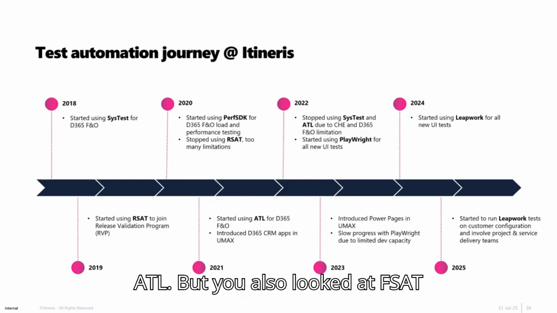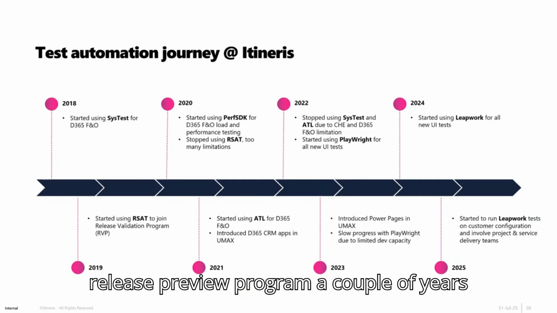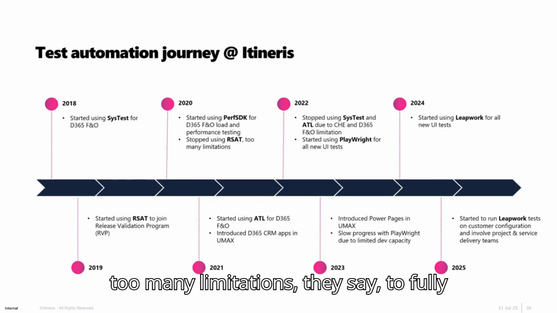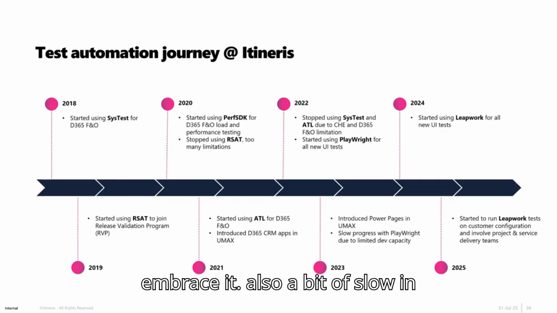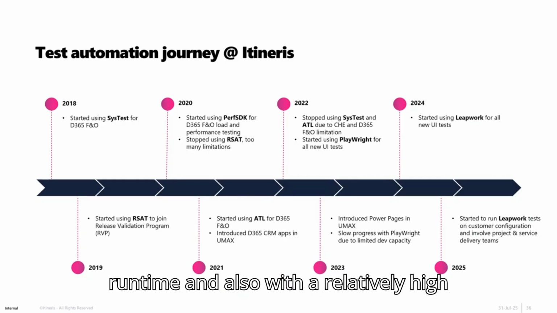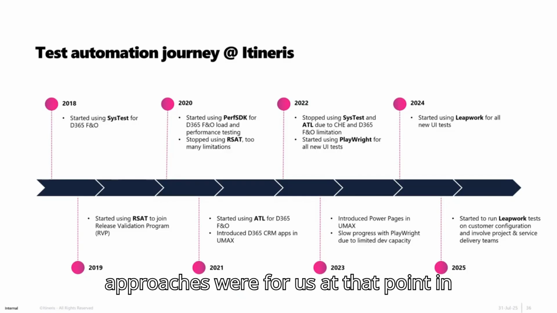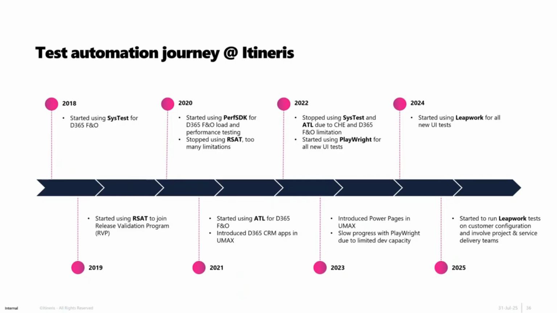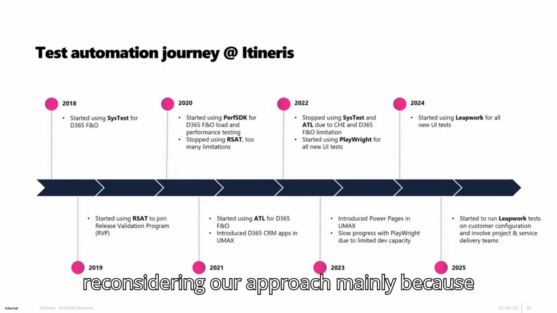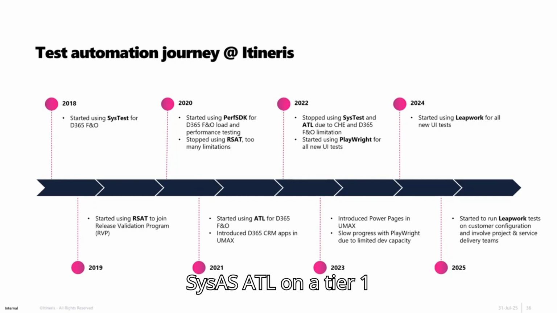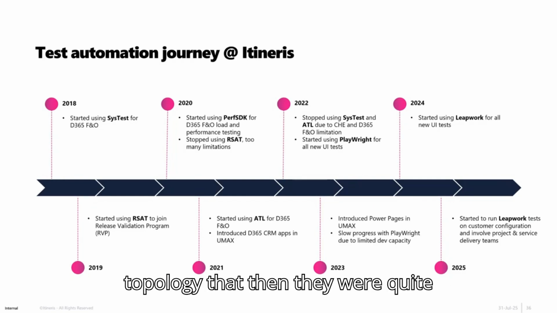But we also looked at RSAT, mainly when we were onboarding in the release preview program a couple of years ago. But that for us had too many limitations to fully embrace it. It was also a bit slow in runtime and with a relatively high maintenance cost, while the coding approaches were for us at that point in time the better solution. I think in 2022, we started reconsidering our approach, mainly because we saw limitations of only running SysTest and ATL on tier 1 environments, while tier 2 changed the topology, and they were quite different from the tier 1 environments.